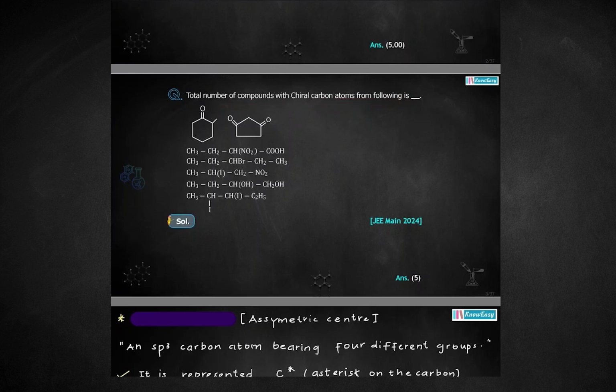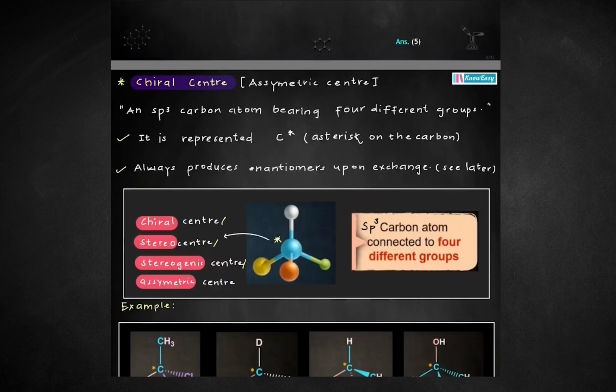So dear friends, to solve such kind of questions, we have to first understand what is a chiral center and how to identify a chiral center. We also have to practice a lot of questions so that we will have a proper hand in this particular concept and be able to solve any type of question if it is asked in the examination. So let's get started.